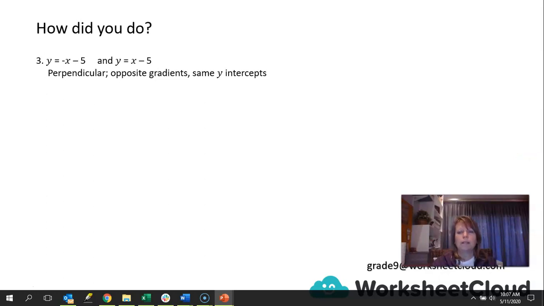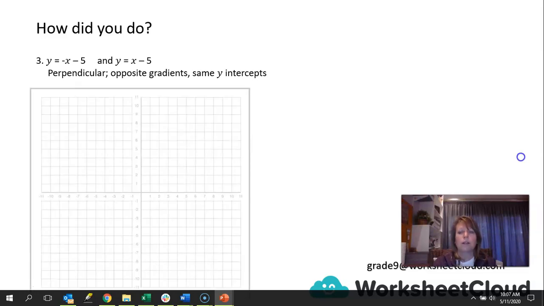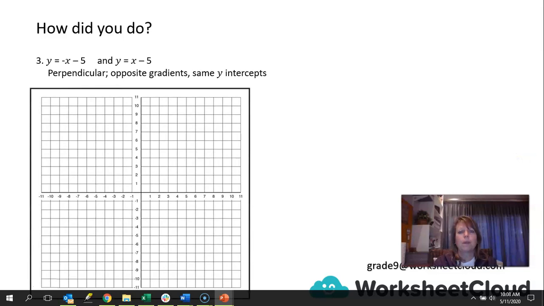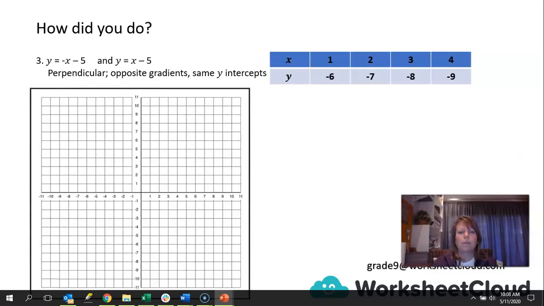Let's have a look at the third one. Y is equal to minus x minus 5, or y is equal to x minus 5. I would say from that, they're perpendicular, they have totally opposite gradients and the same y-intercept. So it's not just that the one gradient is negative and the one is positive. The one is negative 1 and the other one is positive 1. So it's completely opposite. Right, so let's have our Cartesian plane and we're going to draw our table where x is 1, 2, 3, and 4.